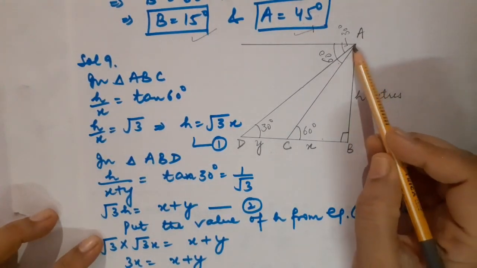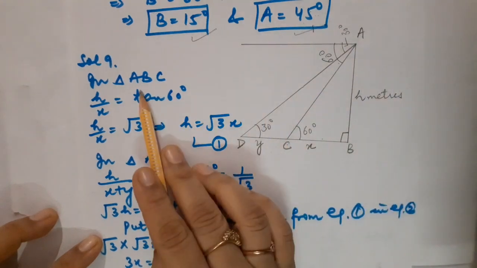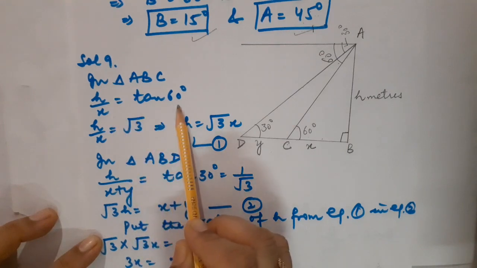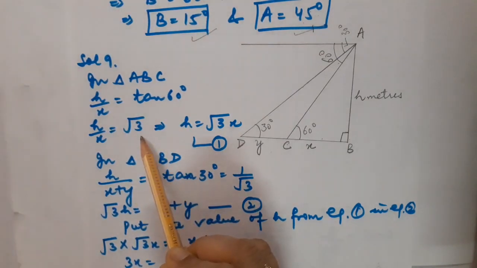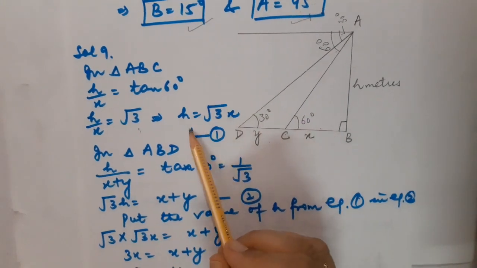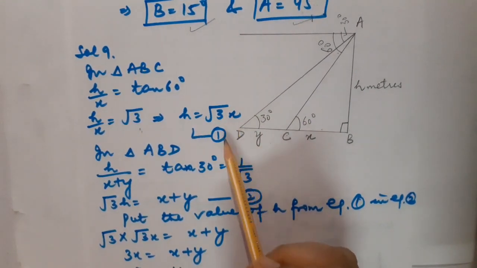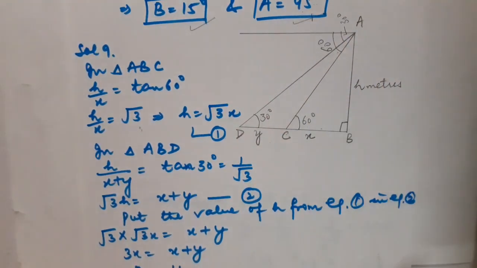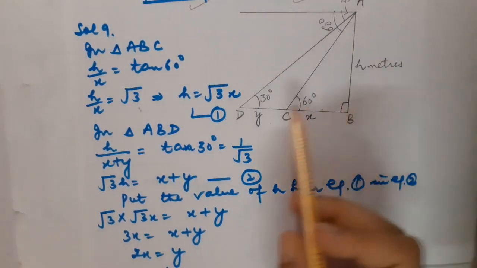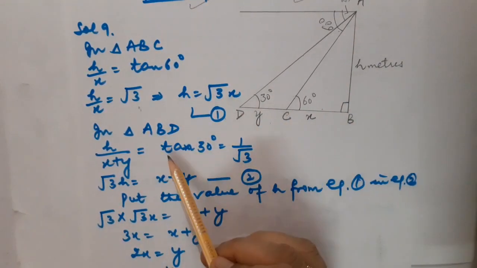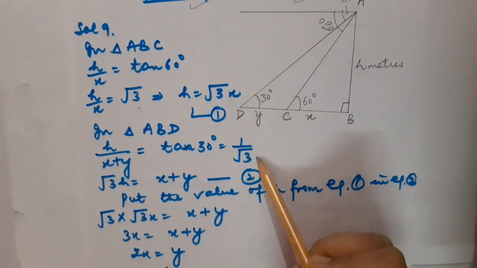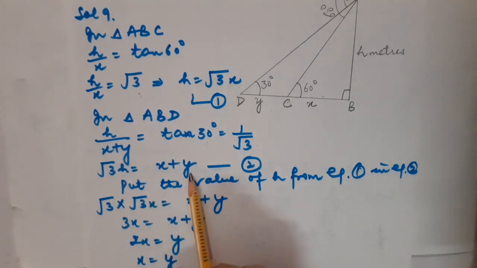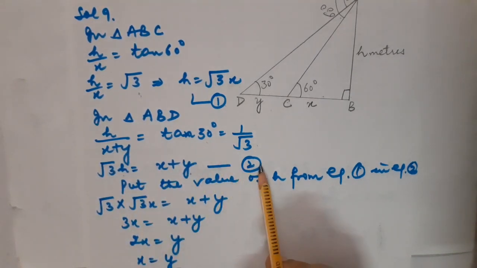In triangle ABC, right angle triangle, I have to take AB upon BC, that is H upon X is equal to tangent 60. Tangent 60 you know, that is √3. So while cross multiplying, I have got H is equal to √3x. Let it be considered as equation number 1. Now in the bigger right angle triangle, that is ABD, it will become H upon X plus Y is equal to tangent 30, which is equal to 1 by √3. While cross multiplying, I have got √3h is equal to x plus y. Let it be considered as equation number 2.